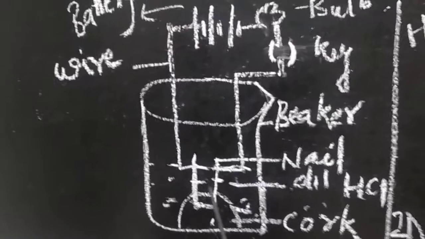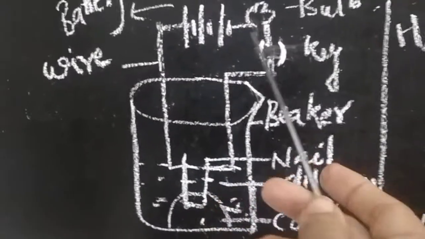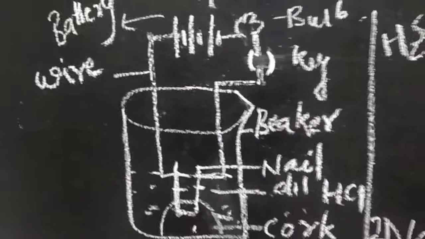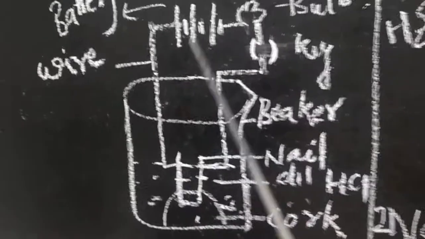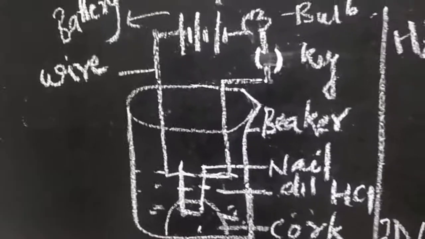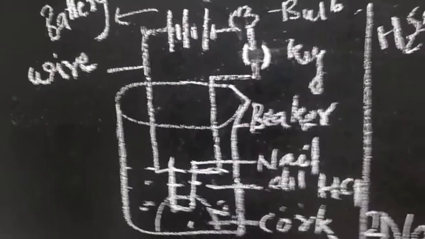These two nails are then joined with the wire having the battery in it, bulb attached and a key. When the key is inserted, the circuit gets complete. This you know very well. And as soon as the key knob is removed, this circuit will not be completed. Now we have to see when hydrochloric acid is added, whether the bulb glows or not.